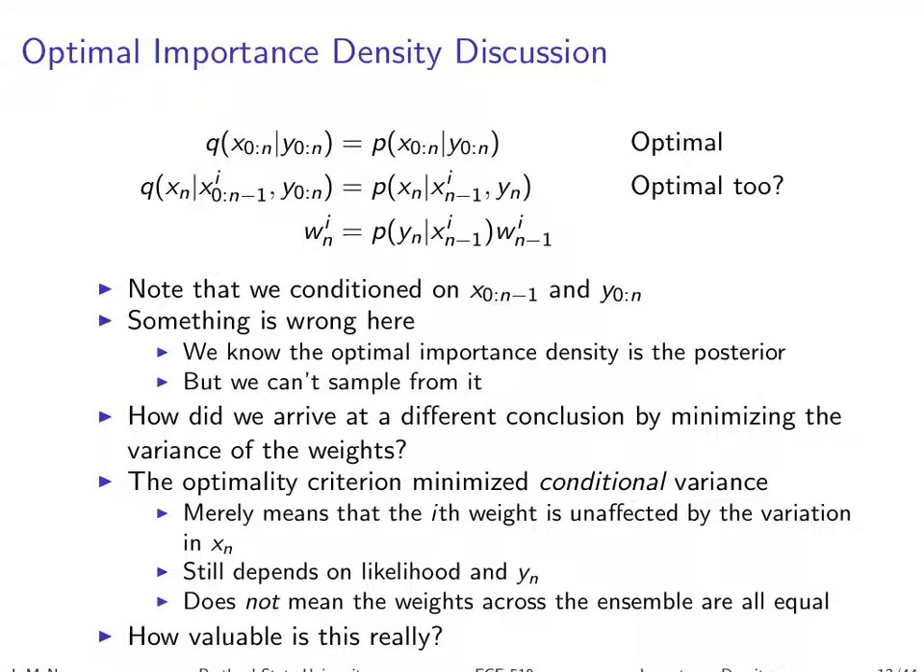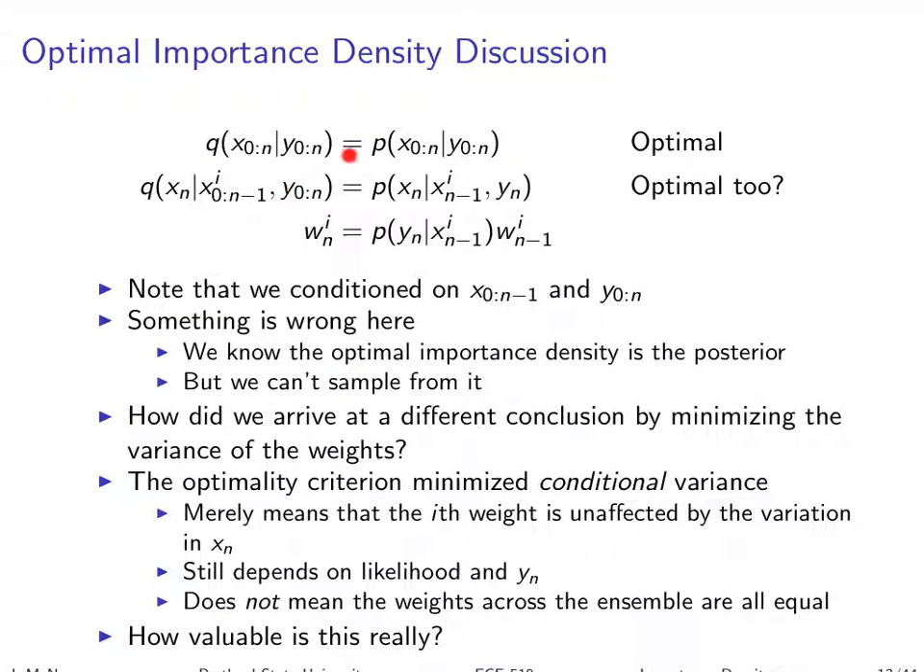Whereas when we're generating an entire trajectory, then technically the state at time 0, the part of that trajectory that occurs at time 0, depends on the measurement at time n.